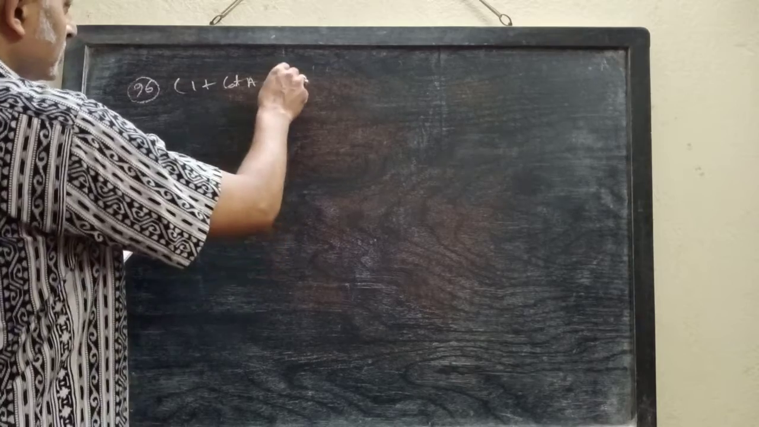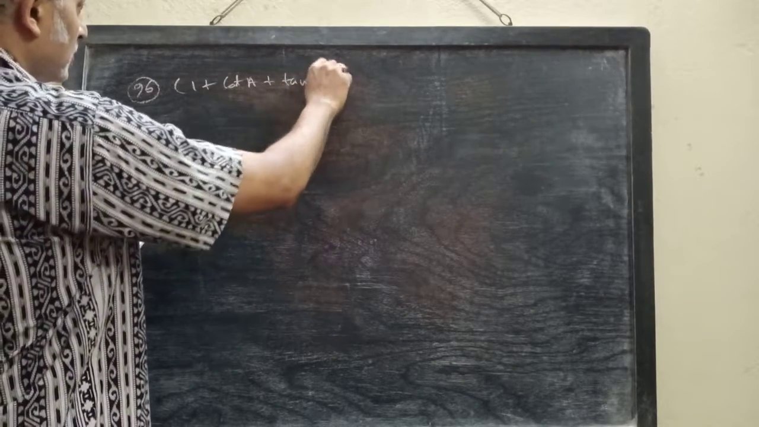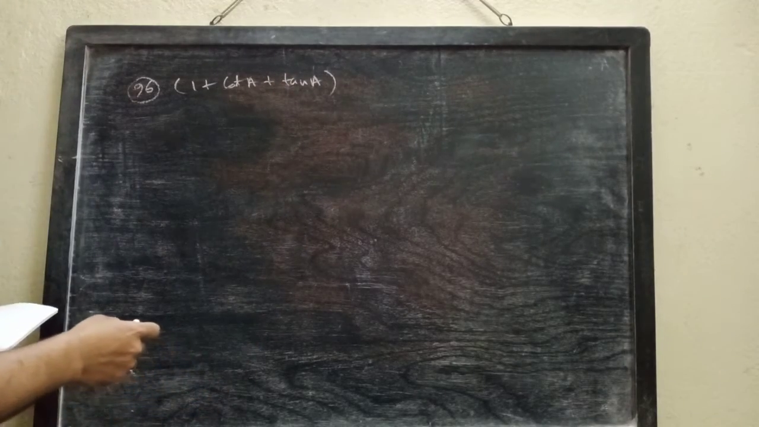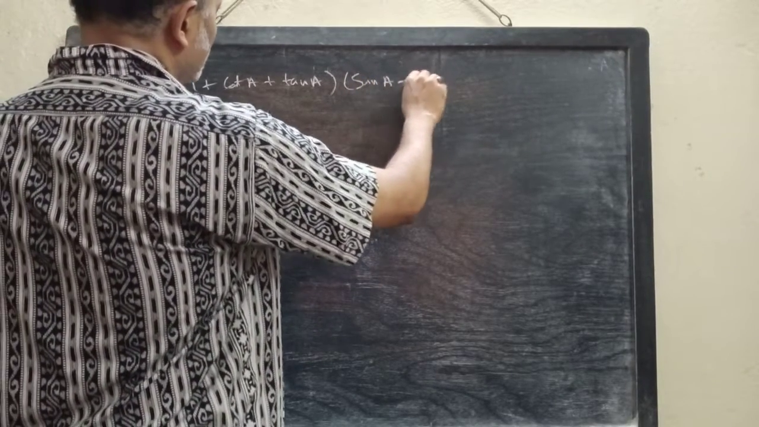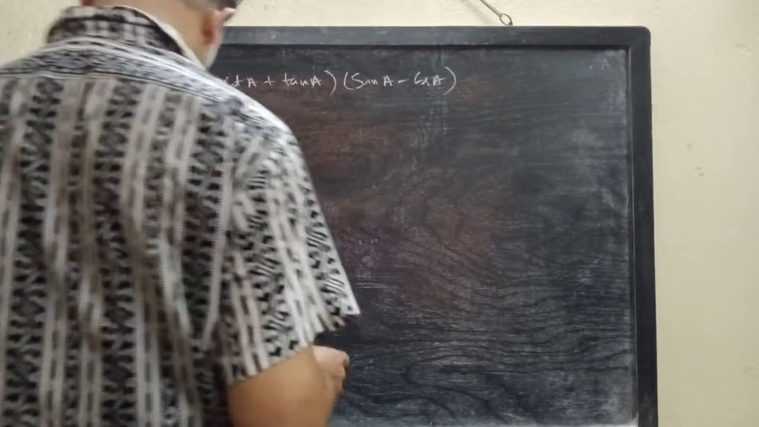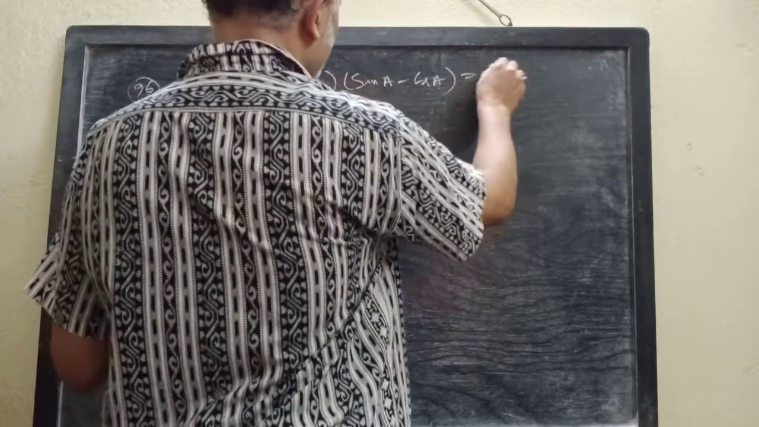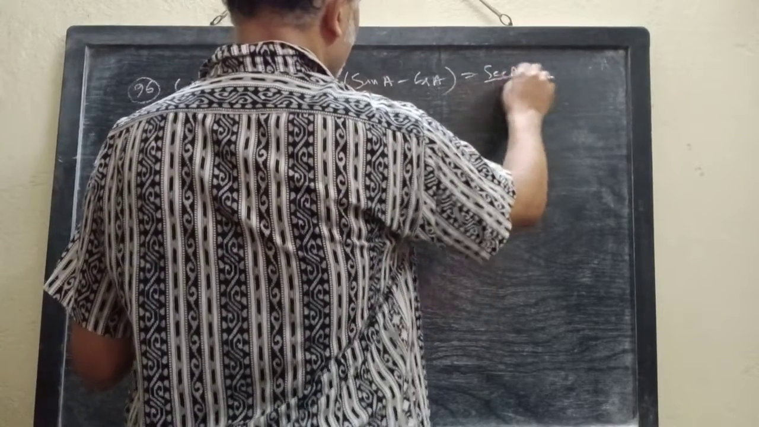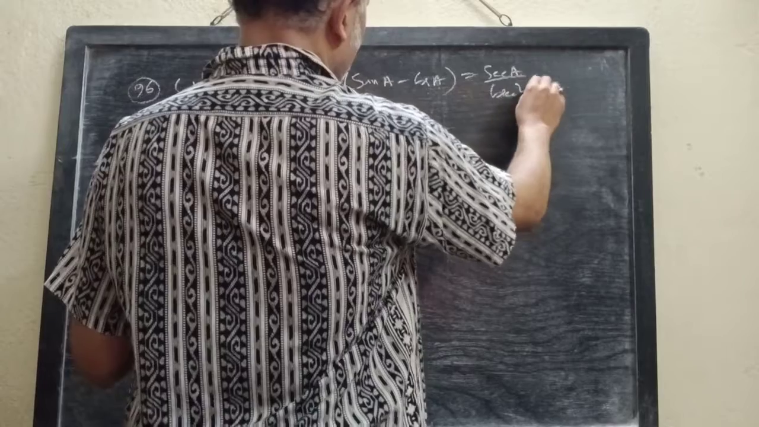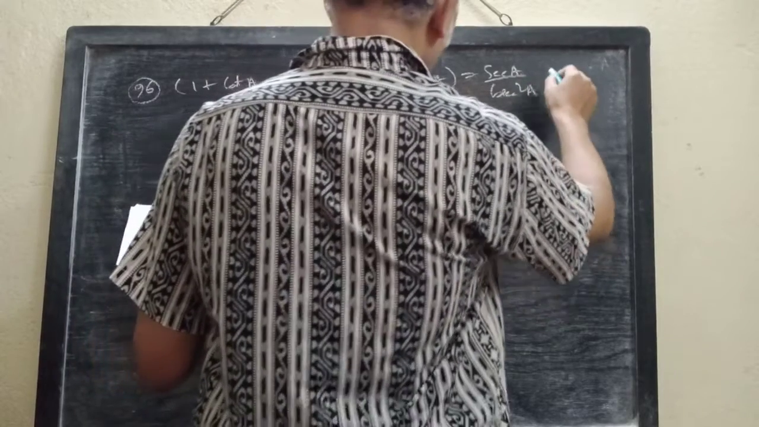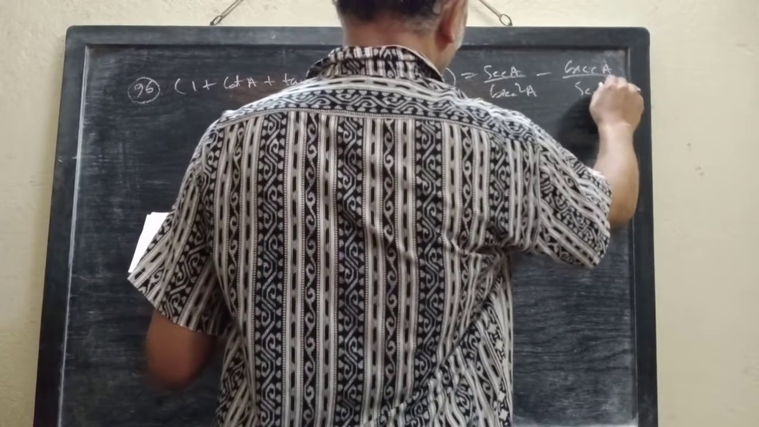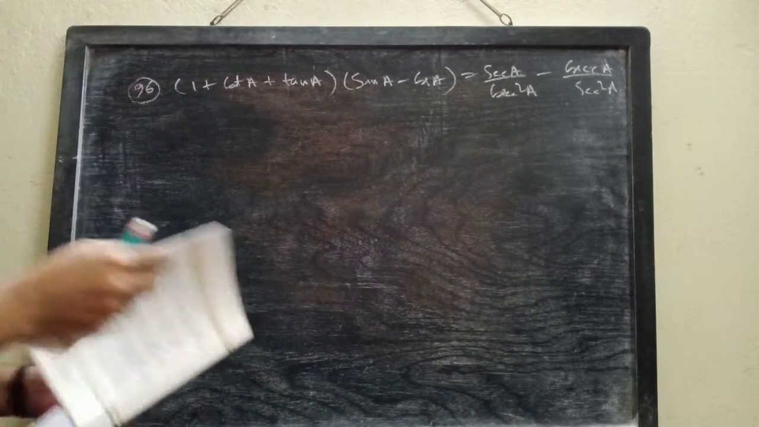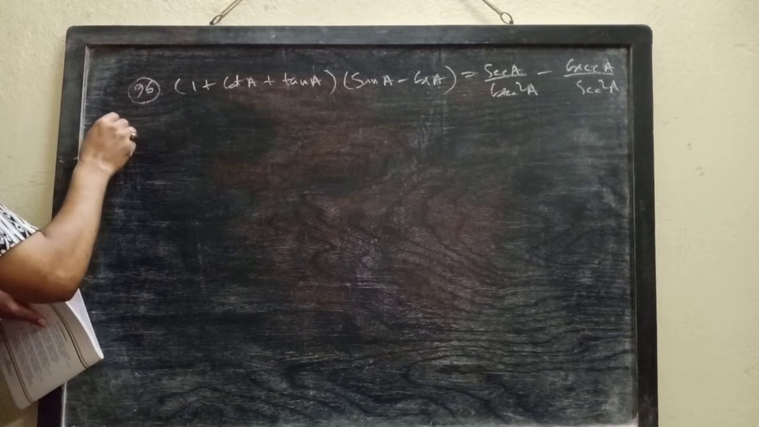Plus cot A plus tan A into sin A minus cos A is equal to sec A by cosec square A minus cosec A by sec square A. LHS.